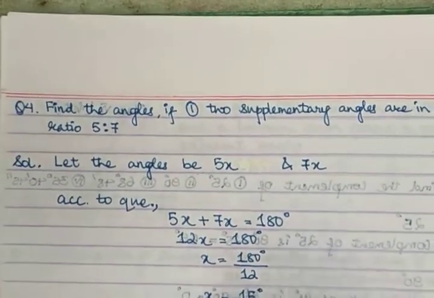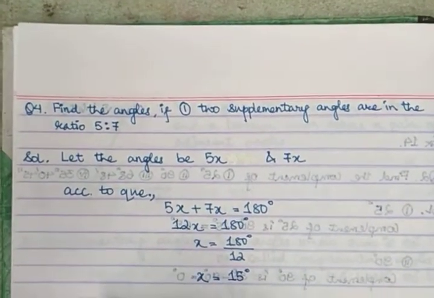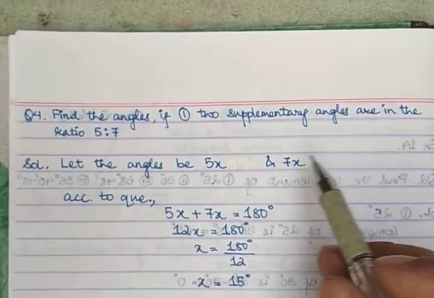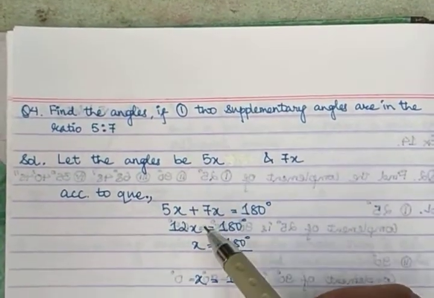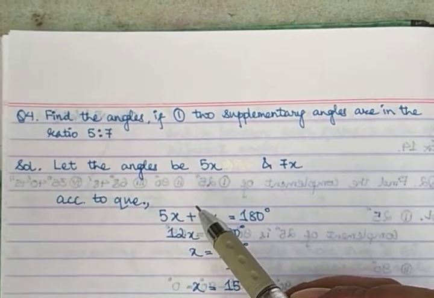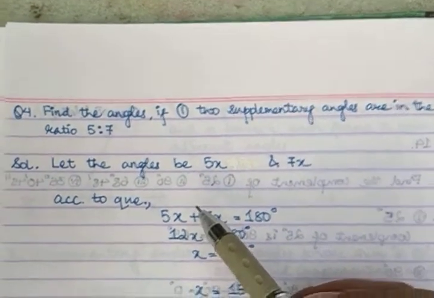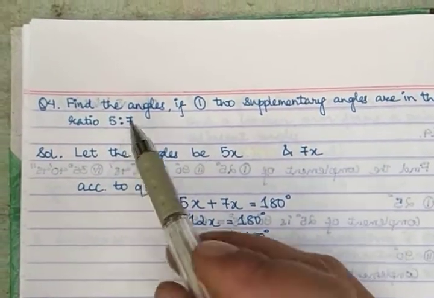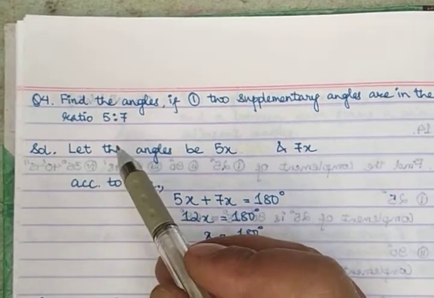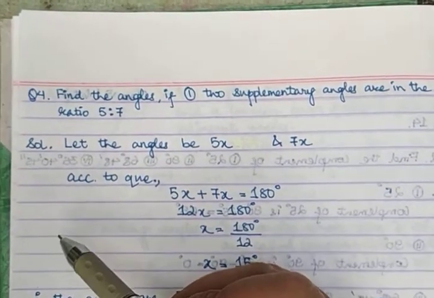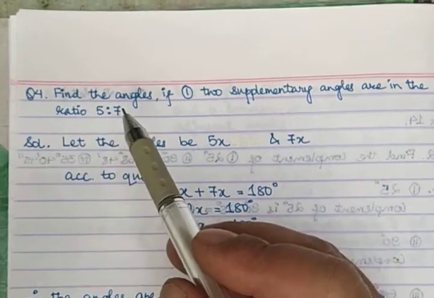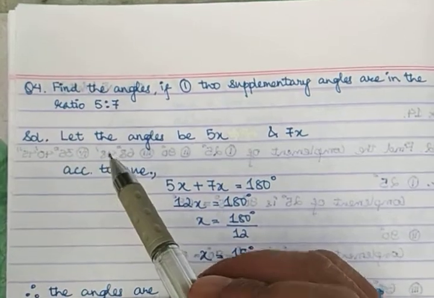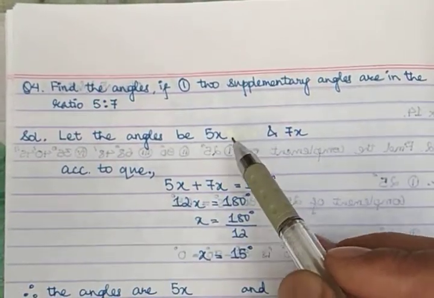For the next question we have: find the angles if two supplementary angles are in the ratio. We got a word problem out here. As I've already said before, and I'm telling you this time as well, whenever you see a ratio in a word problem especially, first of all assume it as a whole number. That's what I've taught you before as well, isn't it? You have to assume the ratio as a whole number at first. And how will you do that? Simply by using a variable with the ratio.